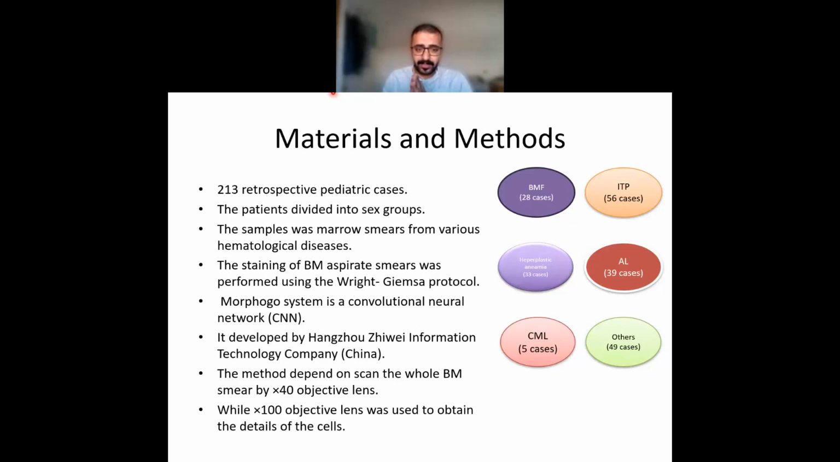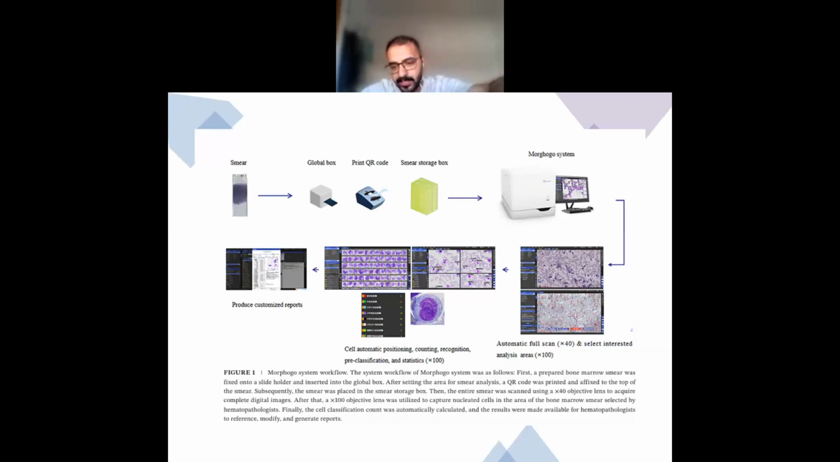First of all, the method depends on scanning the whole bone marrow smear. You know, the slide and the smear in the slide. They scan the whole bone marrow smear in the slide with the 40 objective lens, while the 100 objective lens is used to obtain the details of the cells. We will have more illustration in this image.